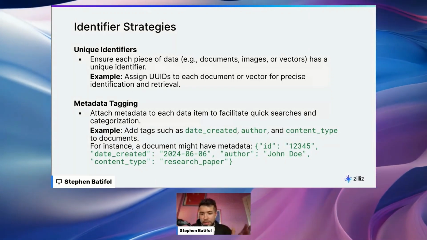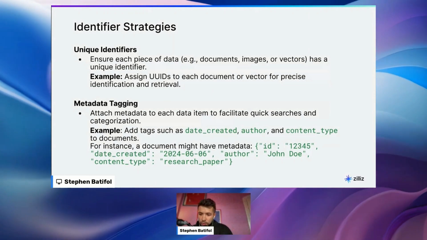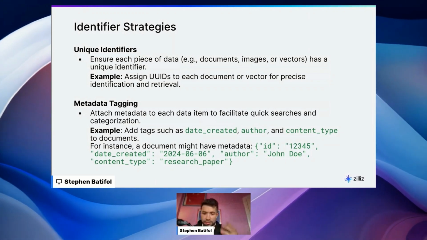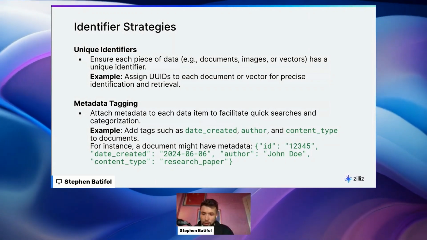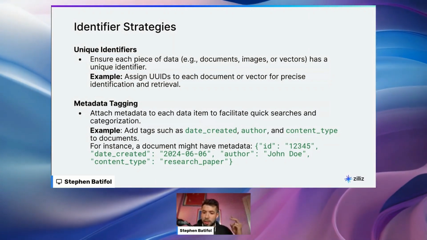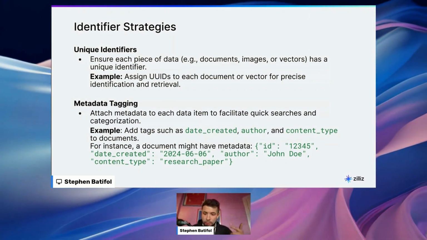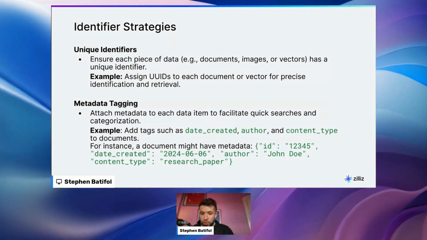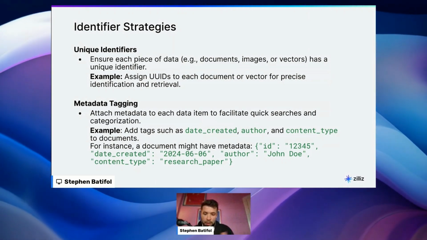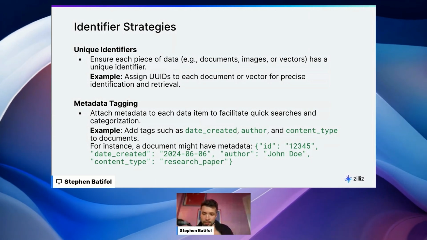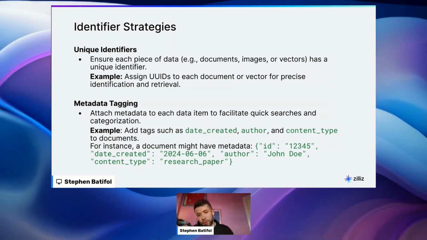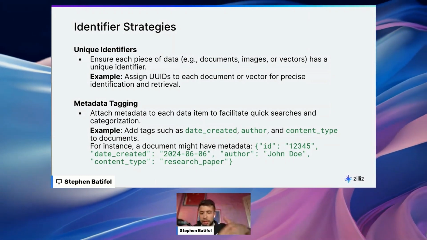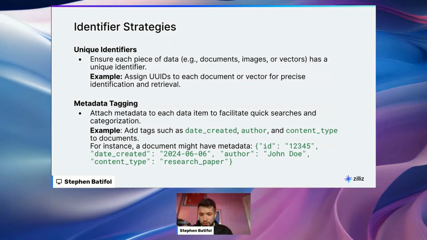Maybe you want to do metadata tagging as well. You attach some metadata to each piece of data, and then you can do a quick search. For example, created date, author or content type, and then you can filter on those. You can say, okay, I want to filter on everything that has been written by John Doe, or every research paper, or everything that has been created on a specific date. Then you can search for those, and it can be really helpful if you want to update every document that has been written on the 6th of June, for example.